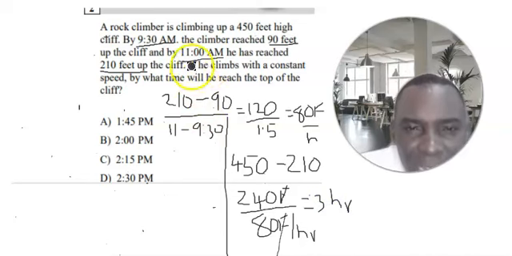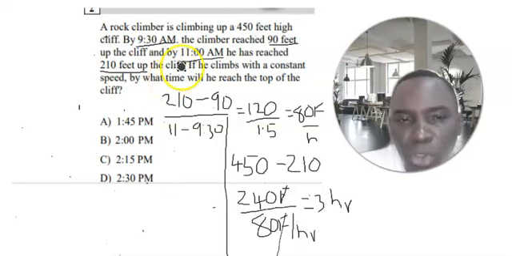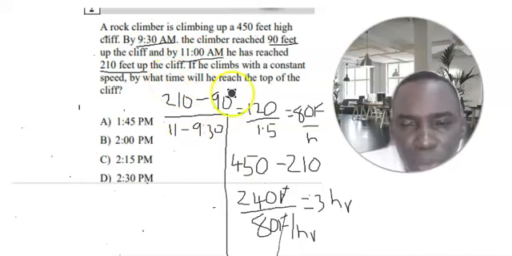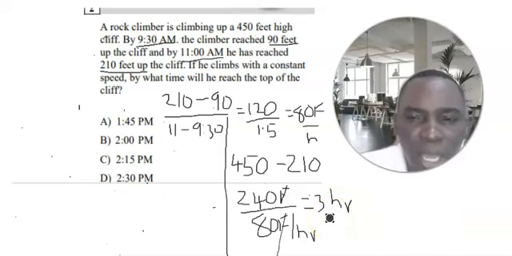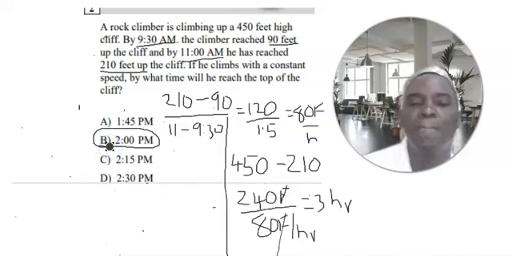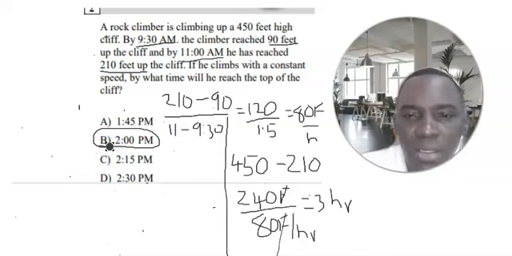So since at 11 a.m. he is at 210 feet, you need 3 hours more to get to the top. So 11 plus 3 will give us 2 p.m. So the correct time it will get to the top of the cliff is 2 p.m. So the correct answer is B. You see how simple this is.